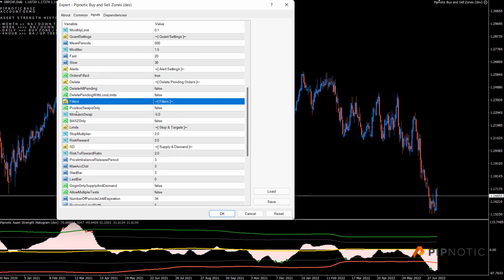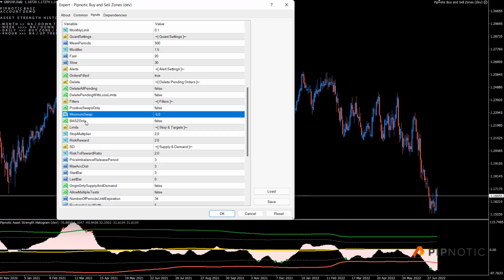Okay, we have the filters, positive swap only. If this is set to true, then it's only going to trade currencies where the swap is greater than -5. This is kind of a weird setting, but in the old days, if you wanted to have carry trades, where you would buy a high yielding currency and sell a negative yielding currency like the Australian dollar or Japanese yen, then this setting would have ensured that you would have only bought that and not sold the Australian dollar or Japanese yen. Then you set the value there.